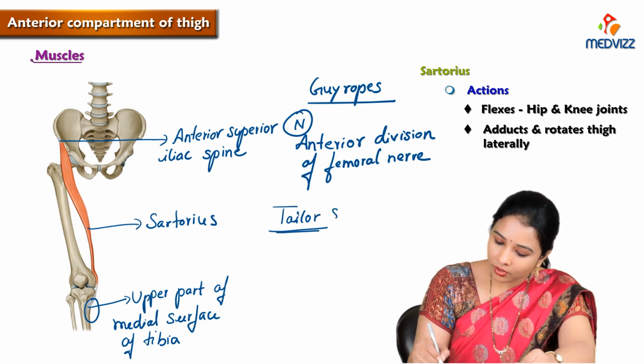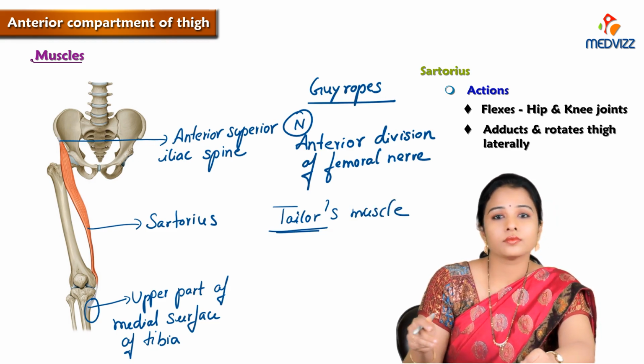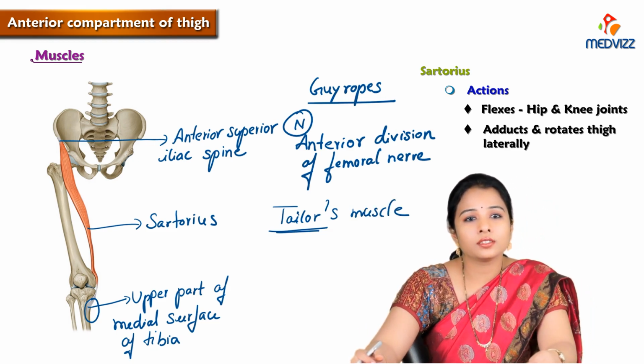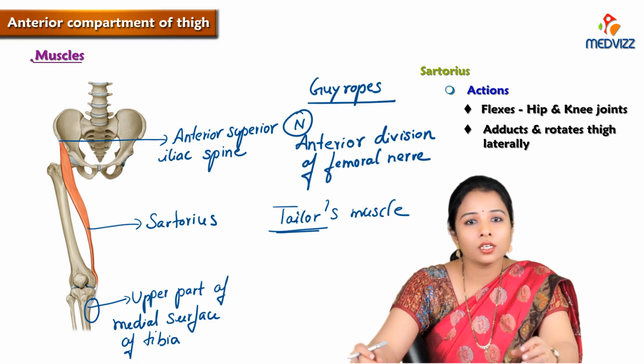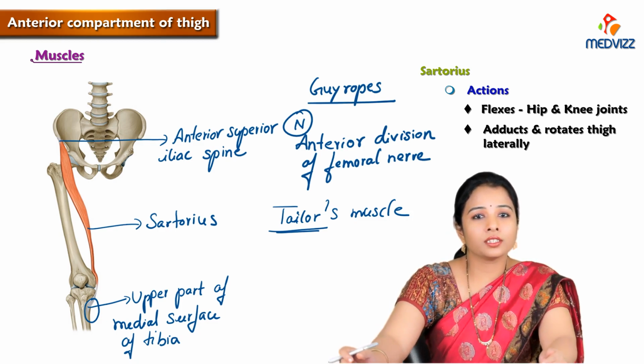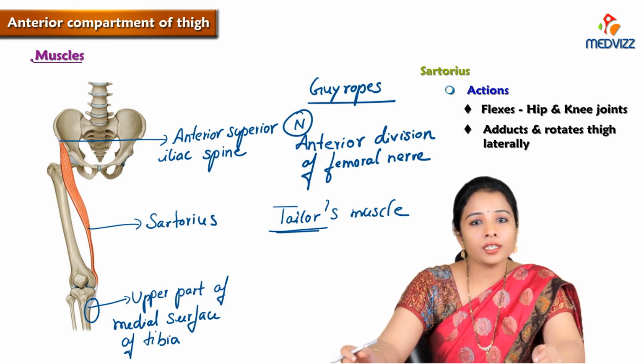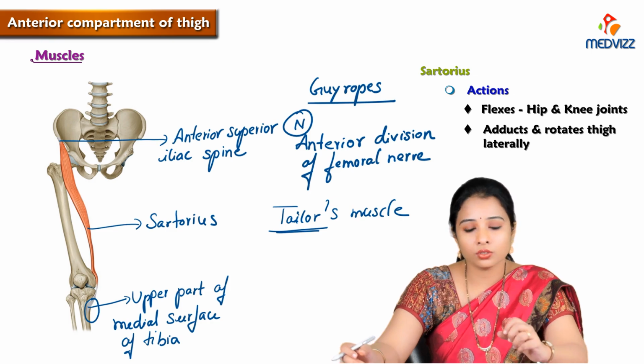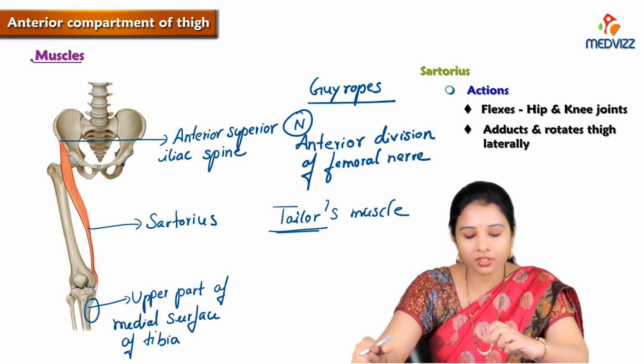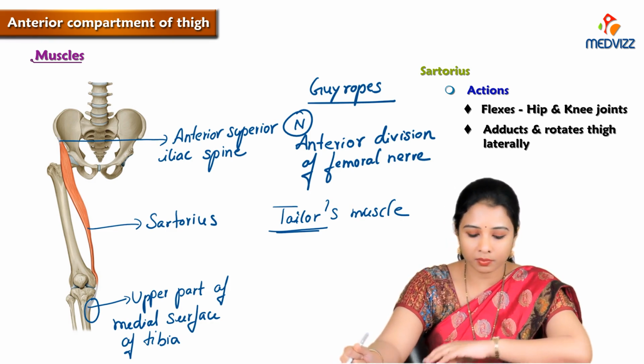So Sartorius is called the tailor's muscle. It is the posture which is adopted by the tailor, adopted by Indian Hindus also during meals. So that is the posture for tailors. So it is called the tailor's muscle.